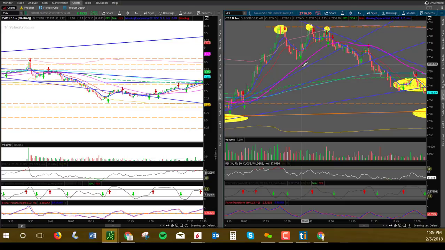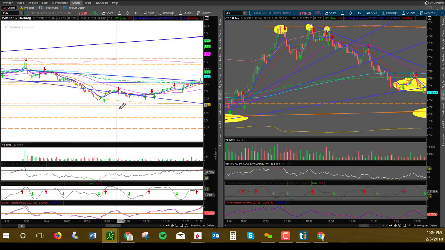This pink line here is the 50 SMA. I use it on both my charts. If I just highlight it here, even on a 1-minute chart, the 50 SMA is an important indicator for me for looking for where to take profit or potential support and resistance.